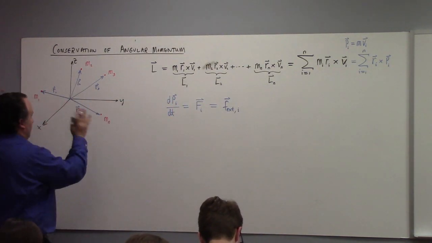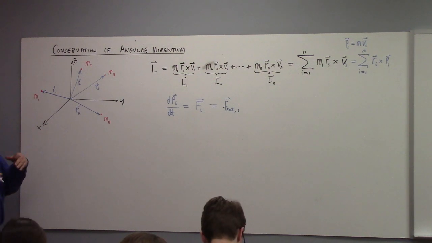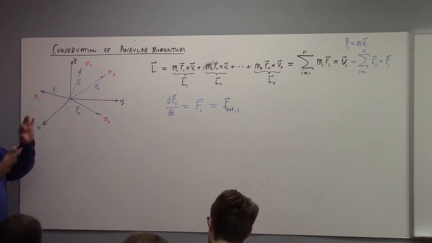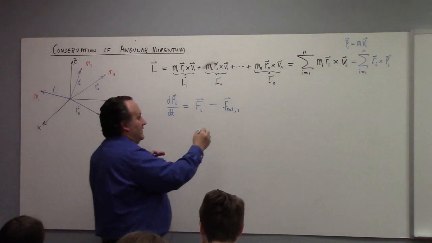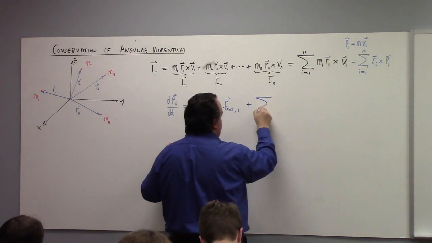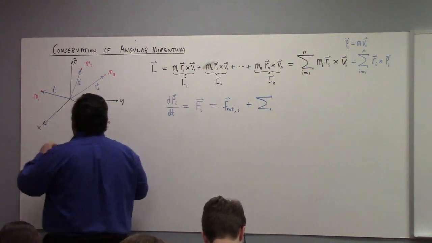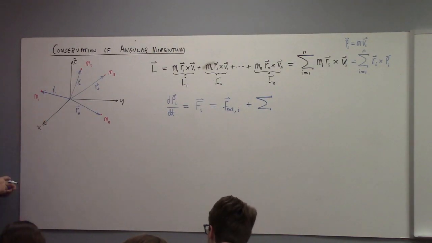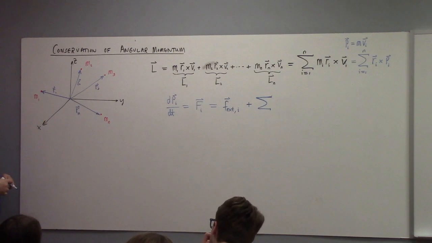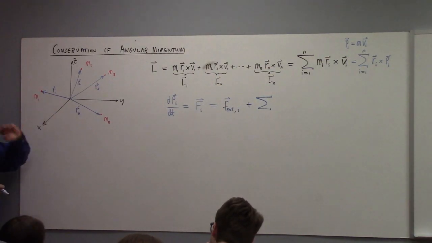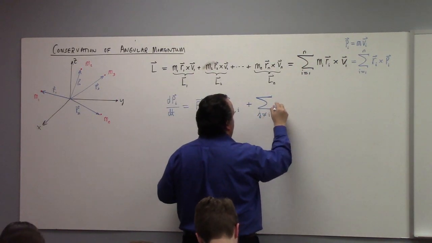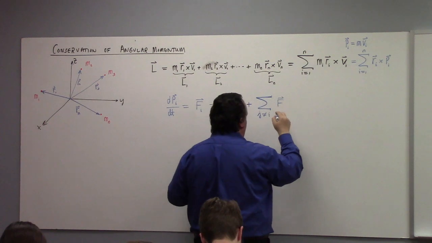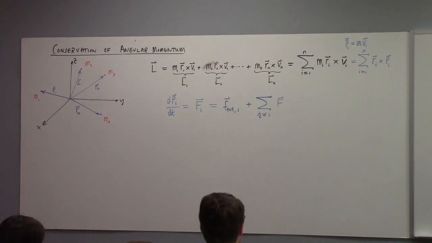So perhaps we have the system and gravity is acting on it. Gravity is not coming from the system, it's coming from outside the system, if we want to think about the system as an isolated one. But there's also all of the forces that are internal to the system. You could imagine that the masses are connected with little springs or something, and those springs are themselves massless, et cetera. There are all these internal forces, and those I'm going to write as the sum over j not equal to i of F_ij.